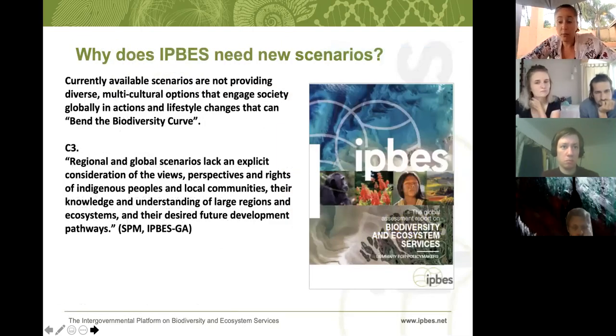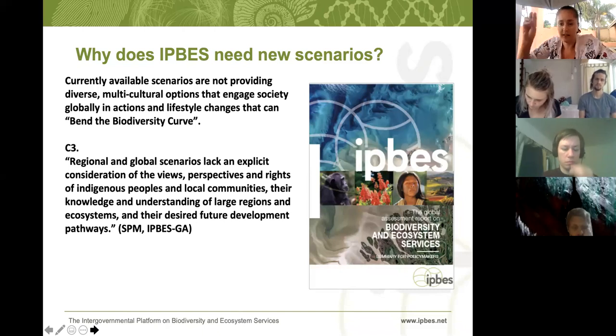Then we had the IPBES Global Assessment, which some of you might be aware of, that came out in 2019. Again, it found that currently available scenarios aren't providing diverse multicultural options that engage society globally in actions and lifestyle changes that can bend the biodiversity curve, as it were. And regional and global scenarios lack explicit consideration of the views, perspectives, and rights of Indigenous peoples and local communities. That was a really big gap that was important for us to acknowledge and try to address. That's the starting point for why we're going on this madcap journey of trying to come up with globally relevant plural scenarios around biodiversity and ecosystem services.